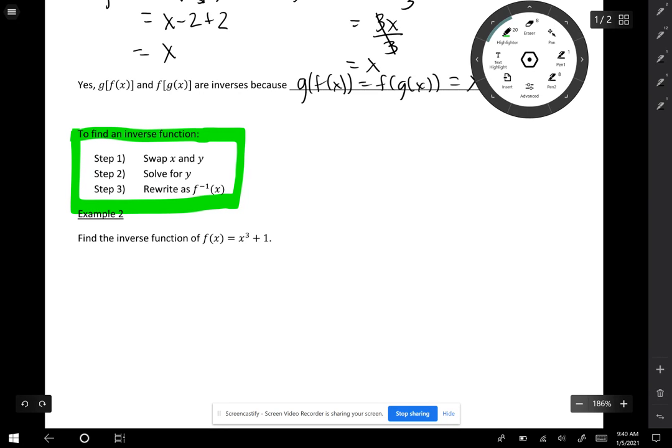So first, you're going to swap x and y. So you'll make x y, and you'll make y x. Then you'll solve for y, and then you'll rewrite it. Instead of putting y, you'll put f to the negative 1 of x to indicate it's the inverse.